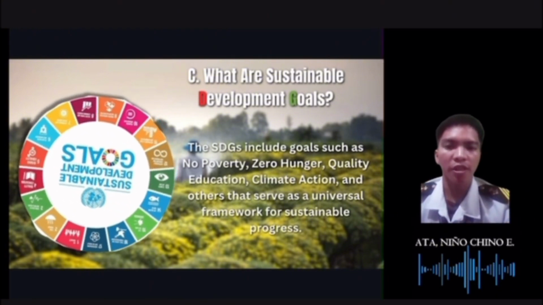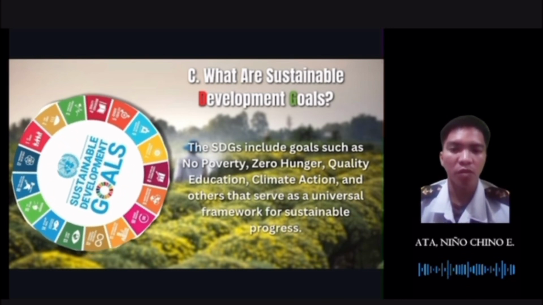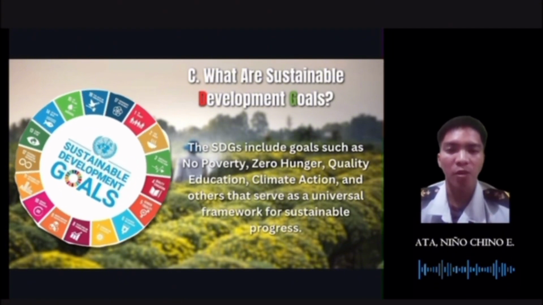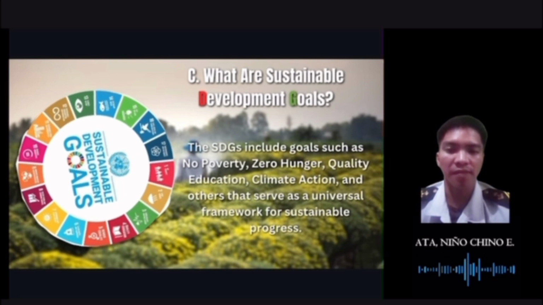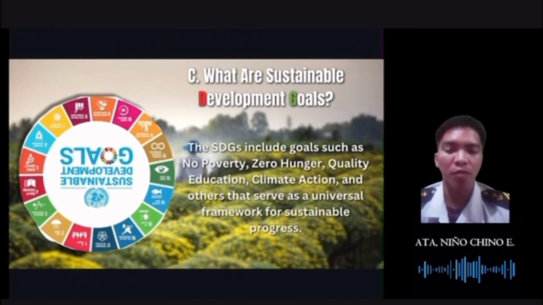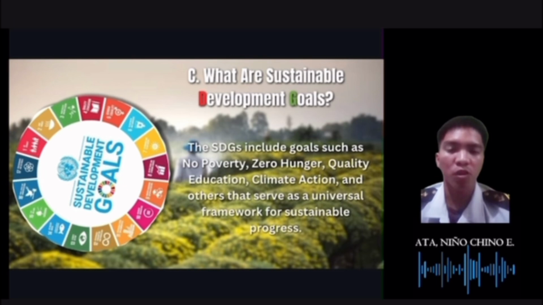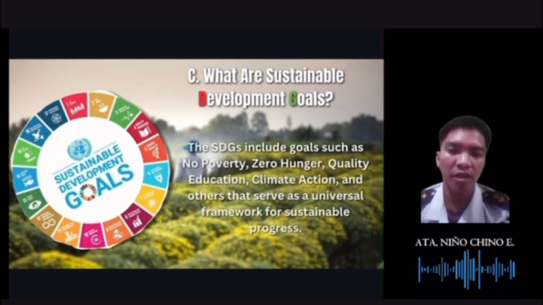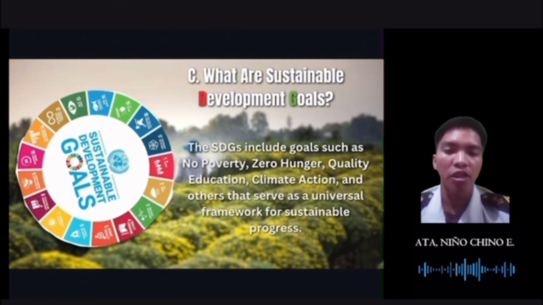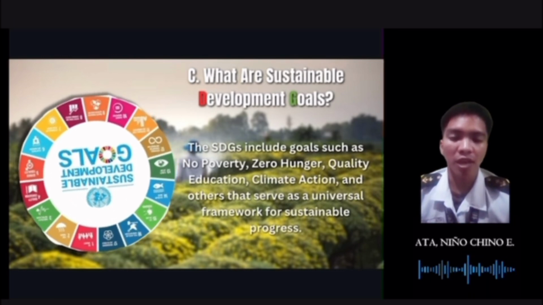So next is, what are the Sustainable Development Goals or SDGs? The SDGs are 17 global goals created by the UN, or United Nations, in 2015. They serve as a universal plan to improve life for people everywhere and protect the planet. The SDGs aim to be achieved by the year 2030. They focus on three main areas. Number one is improving lives: ending poverty, stopping hunger, ensuring education, promoting good health.